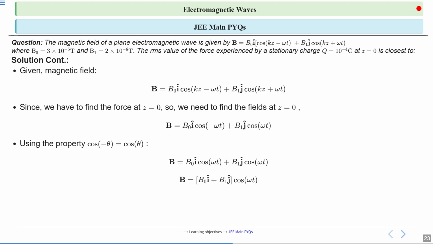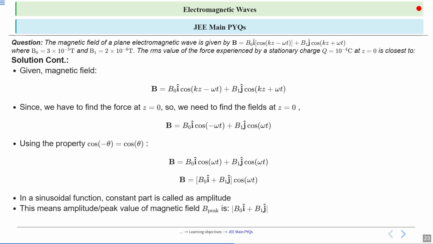So this cos omega t is the alternating function, due to which the magnetic field is changing with respect to time. B naught and B1 are constant values, but they are in different directions. B naught is in the x direction, B1 is in the y direction, so they are perpendicular to each other. So we have to find the resultant of both of these. In a sinusoidal function, the constant part is called the amplitude. So this constant part, B naught i cap plus B1 j cap, is the amplitude. We have to find the resultant of this amplitude.